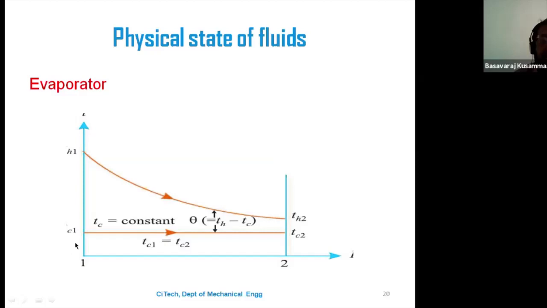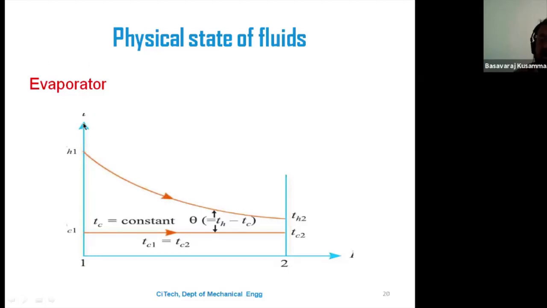Understand? But in the evaporator, the cold fluid temperature is constant. So this is the temperature difference, TH minus TC. This is the mean temperature of the hot fluid, and this one is the mean temperature of the cold fluid. The mean temperature difference between the hot fluid and cold fluid is called theta. Okay. So this is the evaporator.